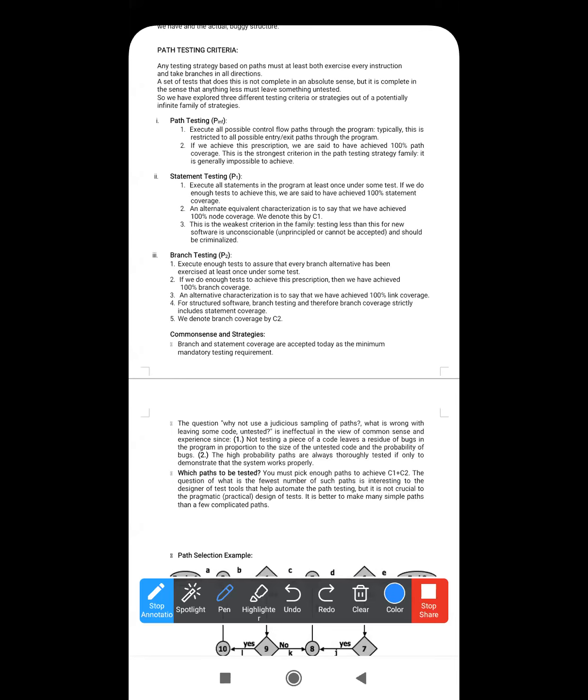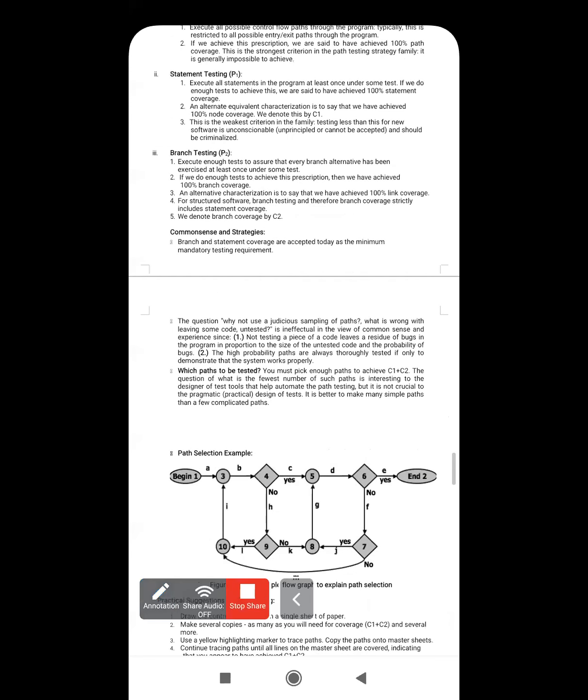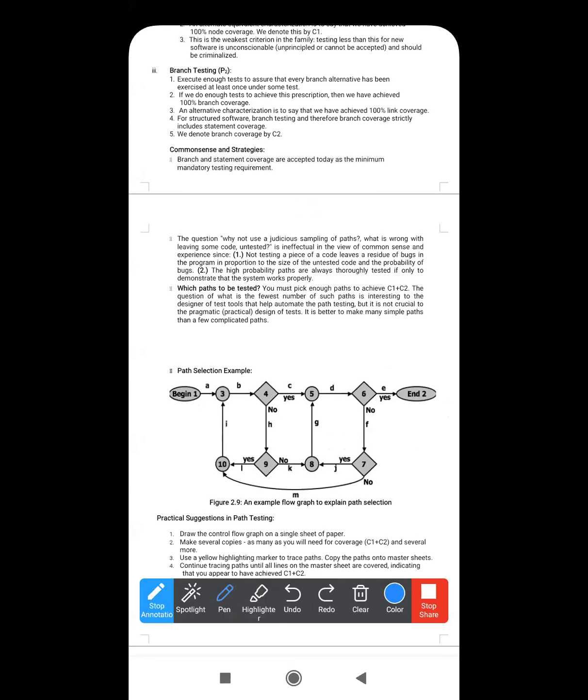Next one, branch testing. A branch comes under modules or number of units. See here, execute enough tests to ensure that every branch alternative has been exercised at least once under some test. Common sense and strategies: branch and statement coverages are accepted today as the minimum mandatory testing requirement.